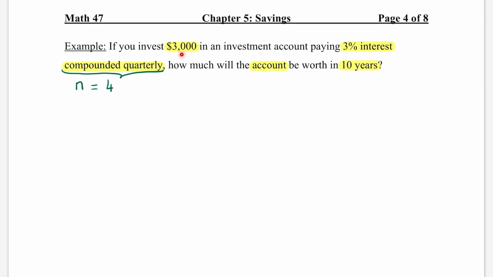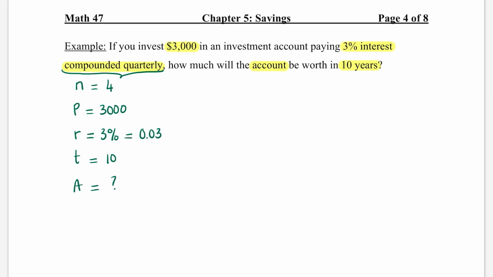I started with $3,000, so my starting balance is $3,000, which is my principal. My interest rate is 3%, so that will be R. R is 3%, which is 0.03. I invest the money in 10 years, so T is 10. And I'm looking for the amount in the account after 10 years, so I'm looking for A.